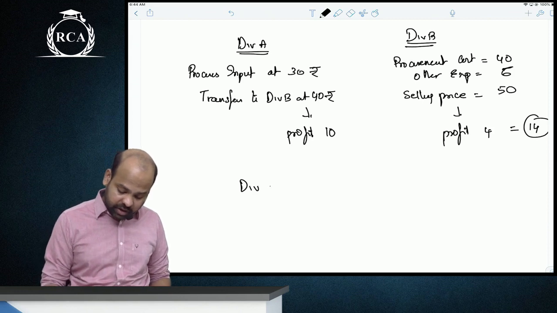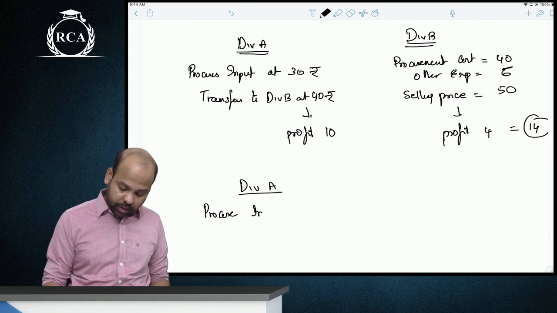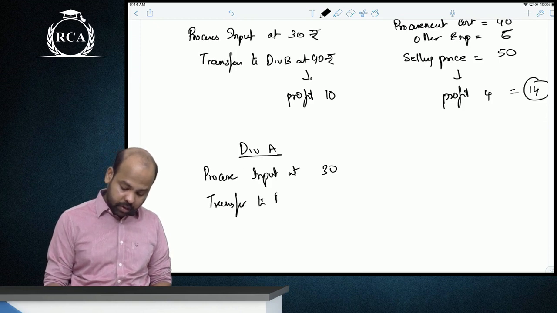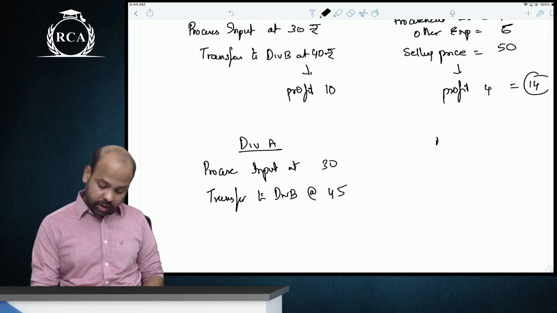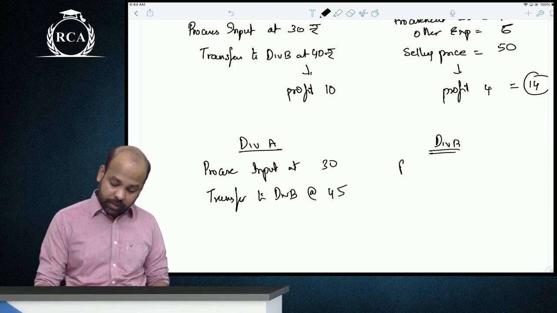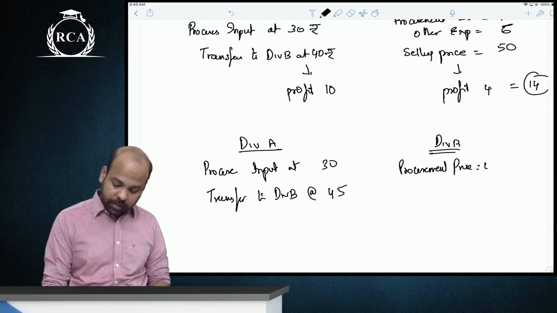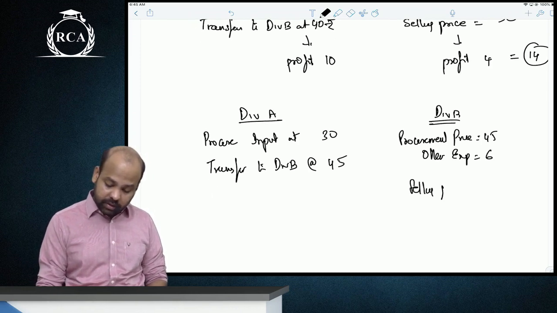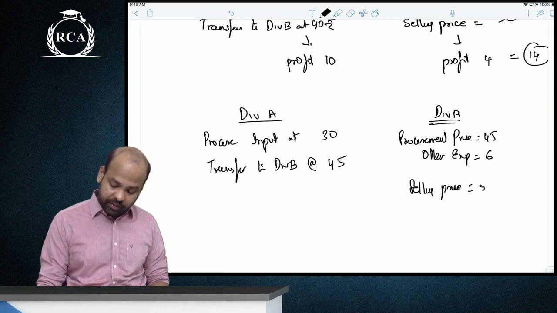What if I change the transfer price? Say they procure input at 30 only, but transfer to division B at 45 rupees. Now for division B, their procurement price is 45. They still have to incur other expenses of 6 rupees. The selling price is 50.